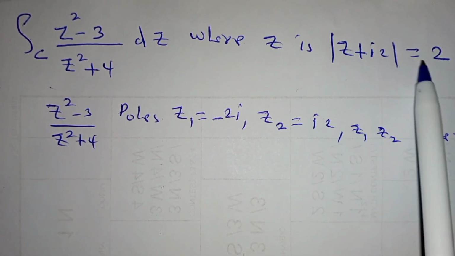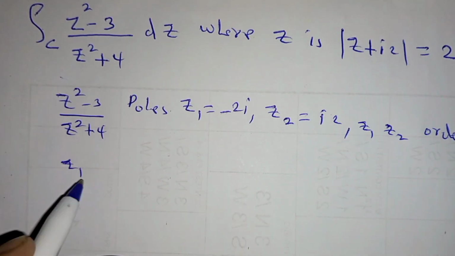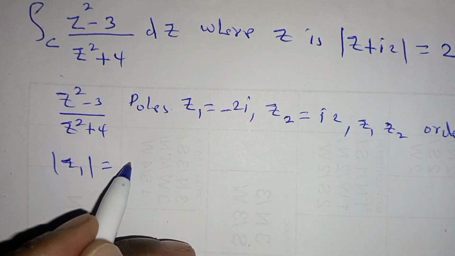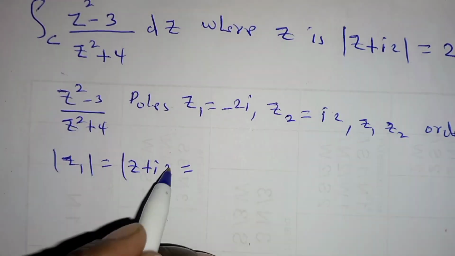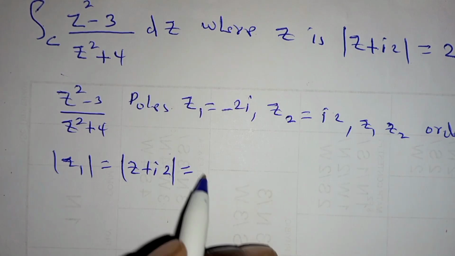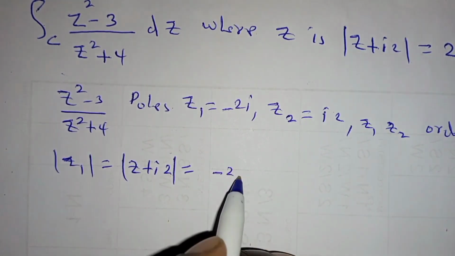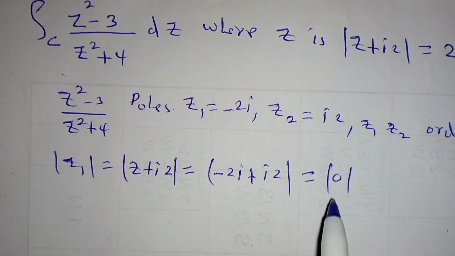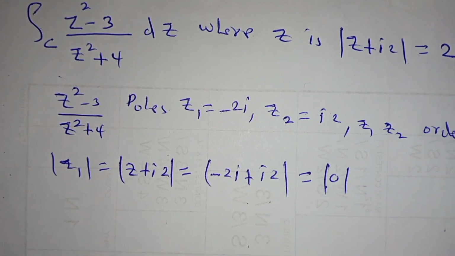outside this given circle. Now in our case, for z1, which is equal to negative 2i, modulus of z plus 2i, which is equivalent to modulus of negative 2i plus 2i. This is equal to 0. Clearly, this pole is inside the given circle.